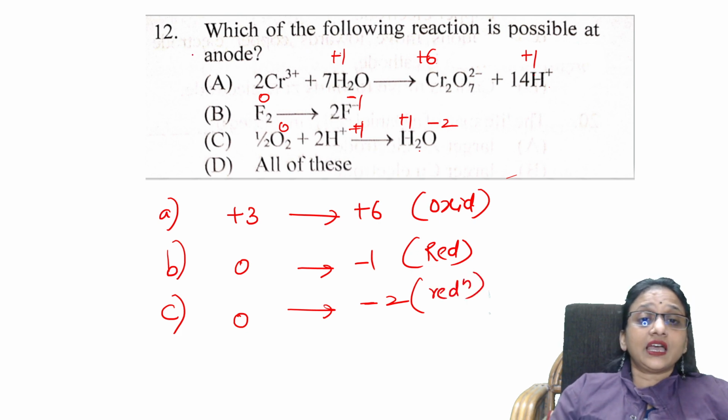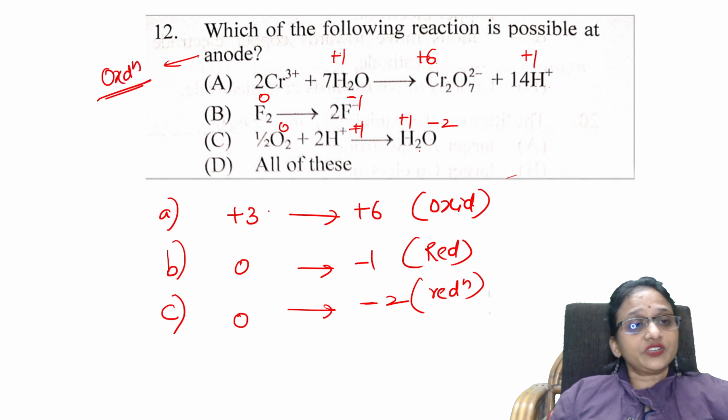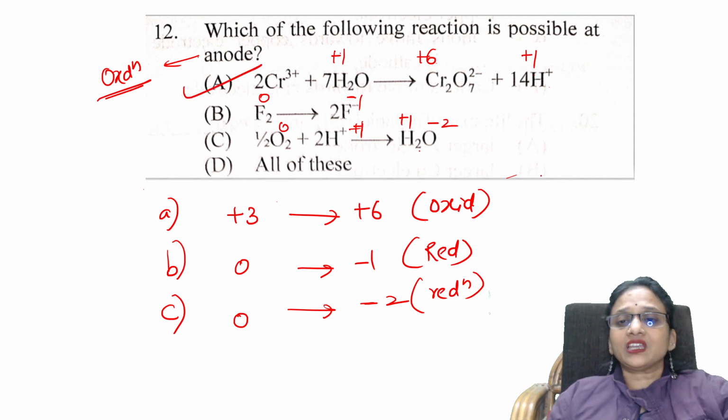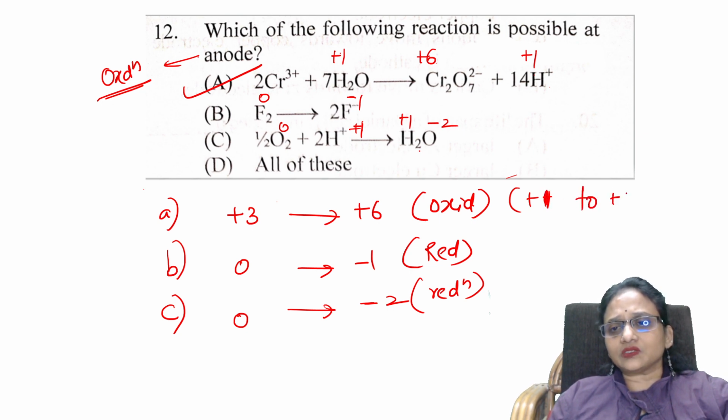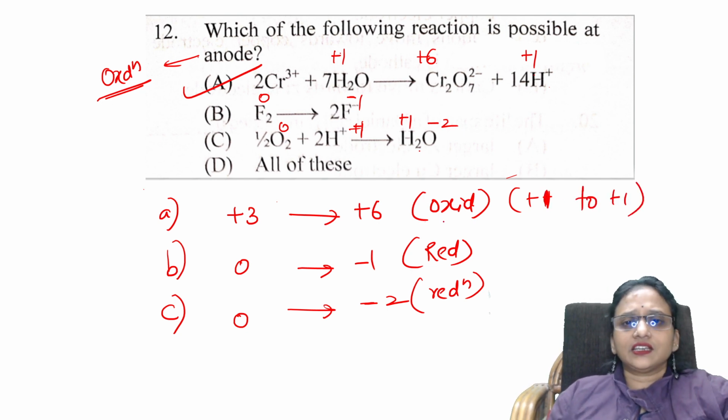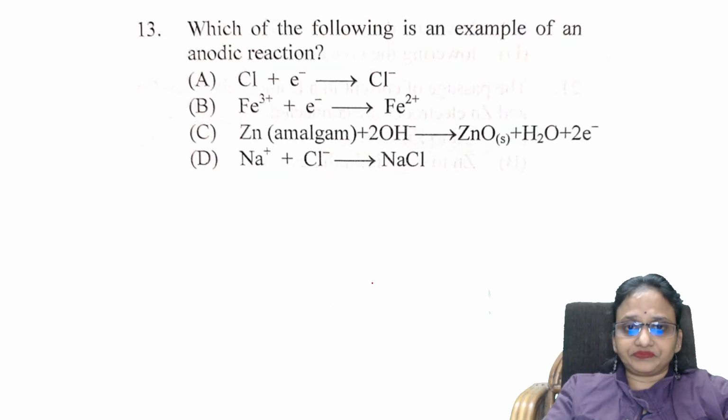So which is the reaction, students, possible at the anode? Oxidation process should happen. So which one is happening? Oxidation. First one. So case 1 is the oxidation process. Remaining all are plus 1 to plus 1, nothing to consider. Right. Next case.